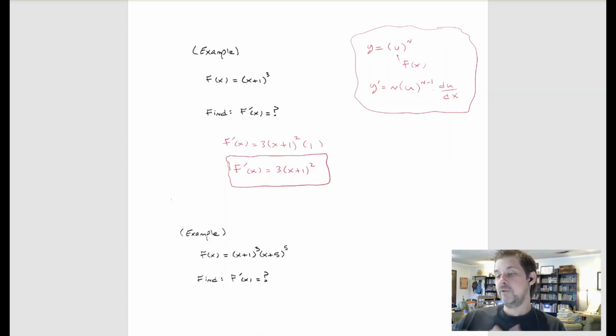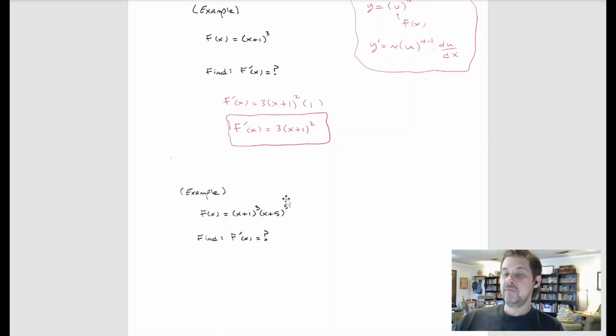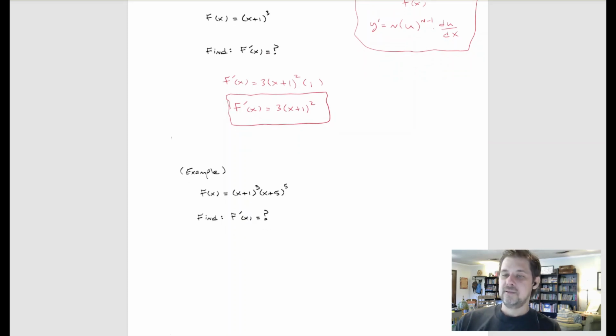Now I would need to know that to do this problem: the derivative of x plus 1 to the third power times x plus 5 to the fifth power, because x plus 1 to the third power is part of this. And so we know how to do that now. The derivative of x plus 5 to the fifth power on its own wouldn't really be any different than this. But we would have to know the derivatives of these two things individually to find the derivative of this entire function. The reason is because this is a product.